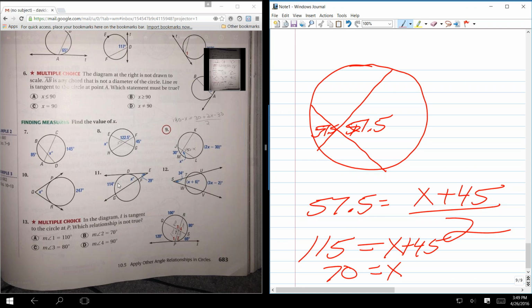And again, if we do a visual check on it, 70 looks about right for that measurement there. Certainly not 90. Okay, number 9.